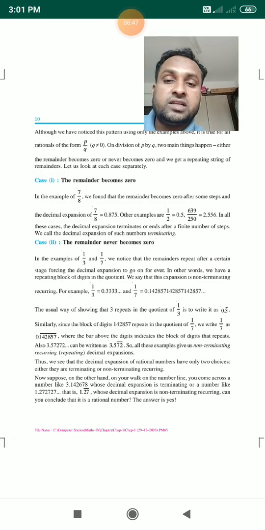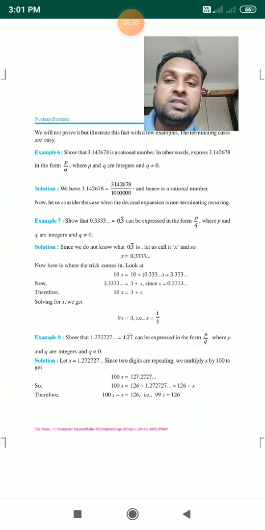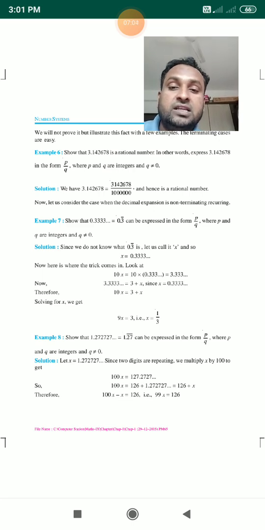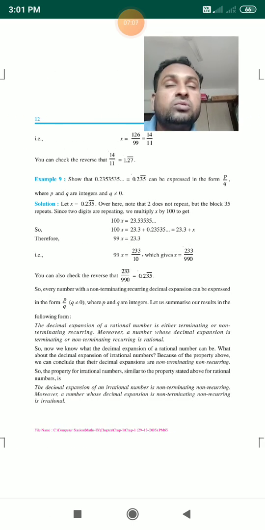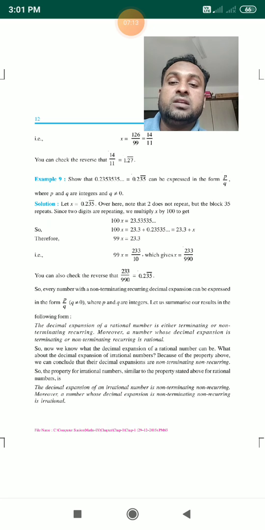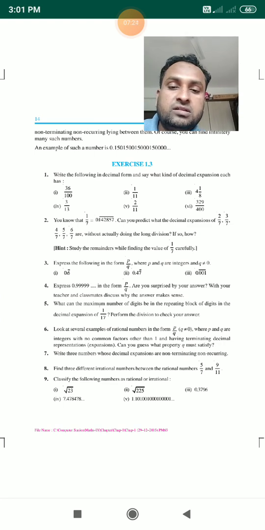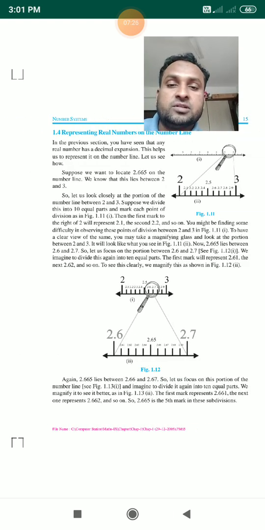Now the next concept is very important. Show that 3.14267 is a rational number. In other words, you have to write it in the form of p by q. See what I displayed on the screen; these examples are also very important. See how to express the given decimal numbers in the form of p by q. Clear? Now this is about terminating, non-terminating recurring and non-terminating non-recurring numbers. This is an exercise about all the types of numbers.